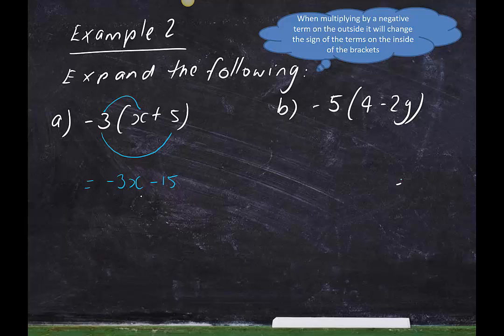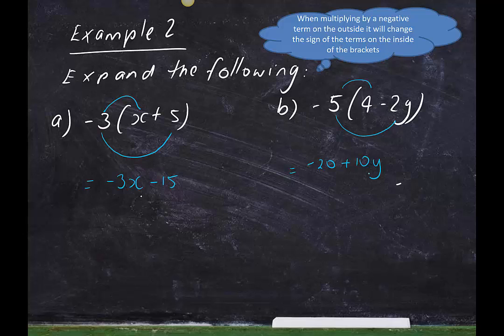Okay, the next one, minus 5 times 4 and minus 5 times minus 2y. So minus 5 times 4 is minus 20. And minus 5 times minus 2y, so minus 5 times minus 2 is plus 10, and y on the end.